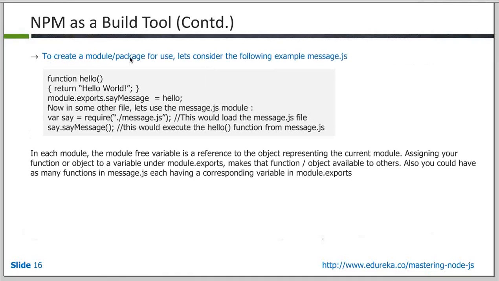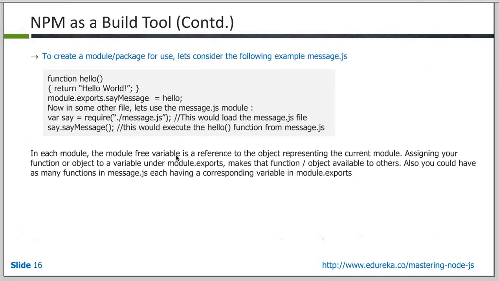Also, to create a module or package for use, you can consider the following example. Function hello returns hello world. module.exports say hello, say message is hello. Now when you require the file, you can say say.sayhello. Now this would execute the hello function in message.js. We discussed about this yesterday.